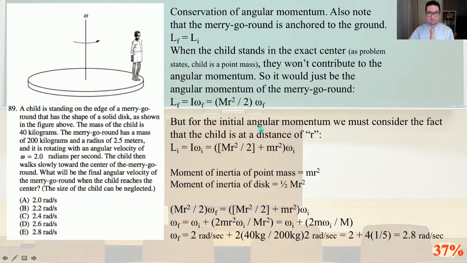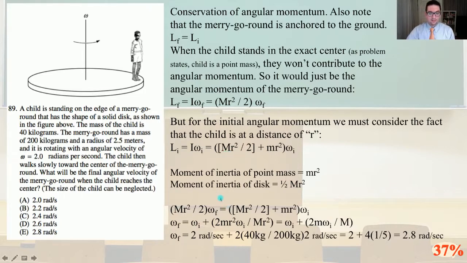But for the initial angular momentum, we must consider the fact that the child is at a distance of r. So Li is going to equal I times omega i, and that's going to equal big M r squared over 2 plus little m r squared, that whole quantity times omega i. And the moment of inertia of a point mass, again, that's our one right here, m r squared. And the moment of inertia of a disk is going to equal 1/2 m r squared. And the big M right here is our disk mass.